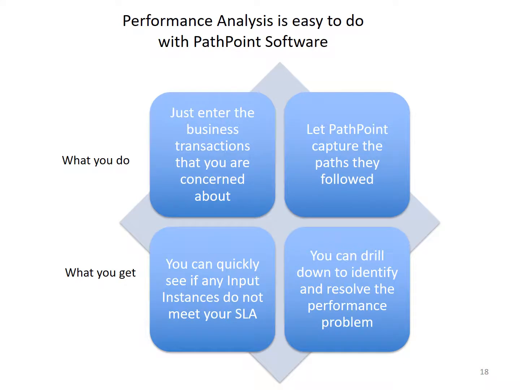Gathering this performance information is easy to do with PathPoint software. The process is simple. You just enter the business transactions that you're working on and let PathPoint capture the paths they follow. You can quickly see if any of the input instances do not meet the SLA. If so, you can quickly drill down to identify and resolve the performance problem. This is extremely effective for looking at change requests before putting these changes into a production environment. You can quickly see if the changes you are making are going to cause a performance problem, and so you can take action beforehand.